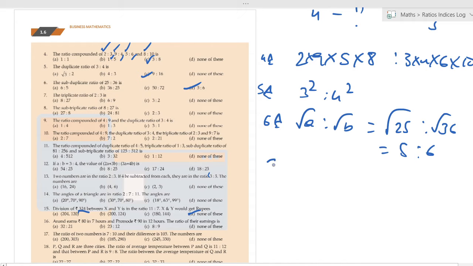Triplicate ratio is nothing but 2 cube is to 3 cube, a cube is to b cube. 8 is to 27. Subtriplicate ratio, they have reversed the question and give cube root of 8 is to cube root of 27. It is 2 is to 3. So guys, from here interesting questions will start.